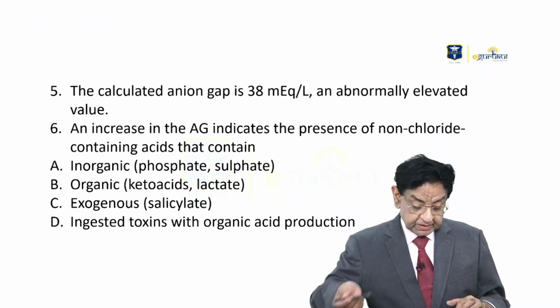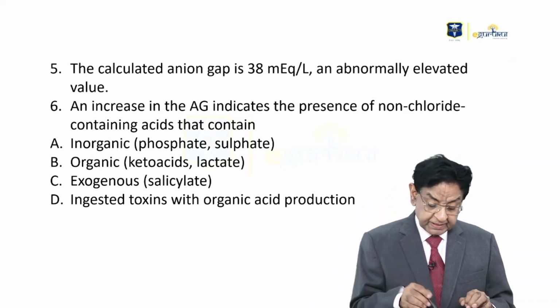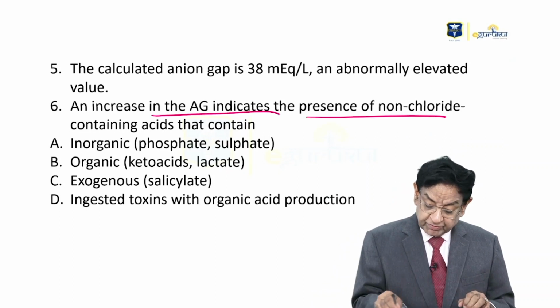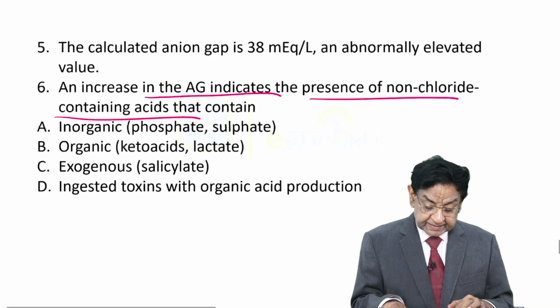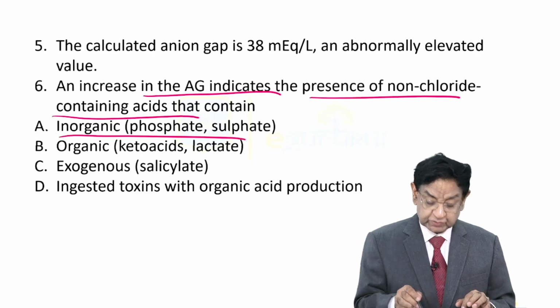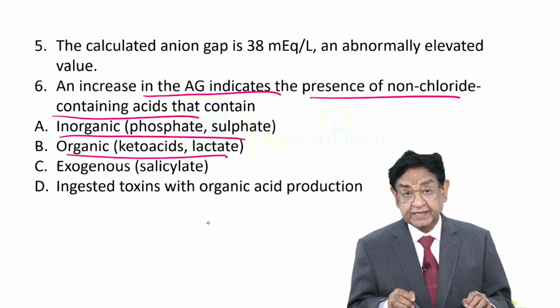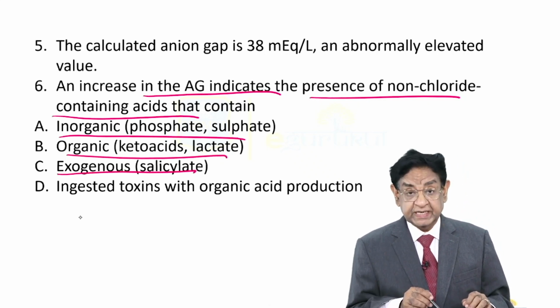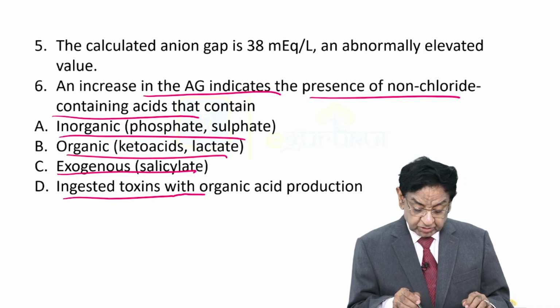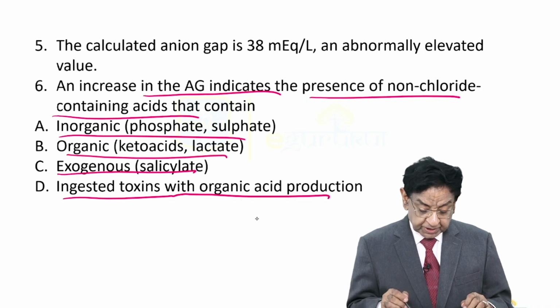Okay. Now a little bit more about anion gap. Increased anion gap indicates presence of non-chloride containing acid which can be inorganic like phosphate, sulfate. It could be organic like ketoacidosis or lactate, exogenous salicylate, or ingested toxin with organic acid production like methanol.